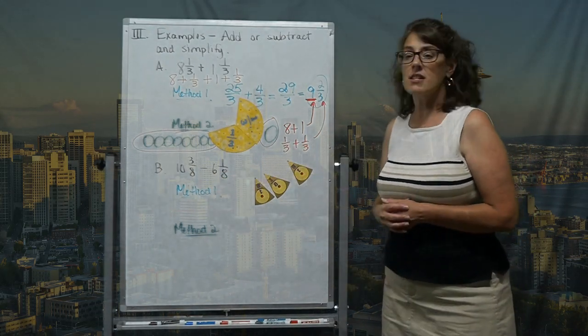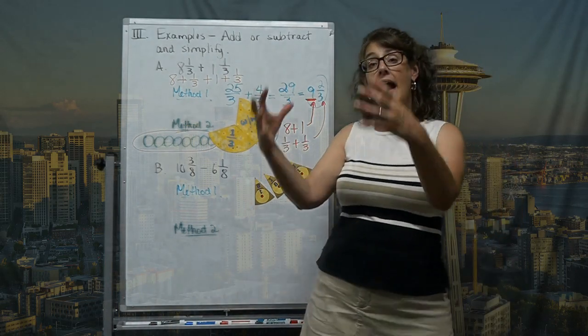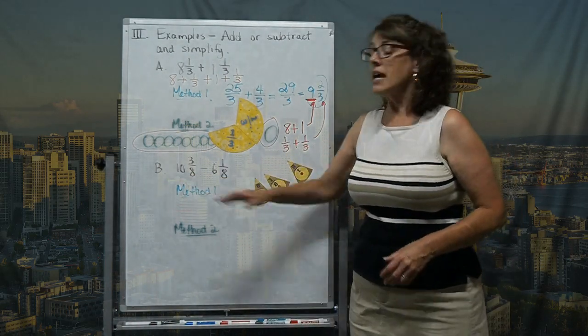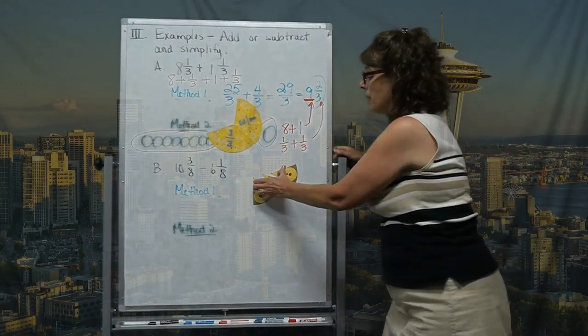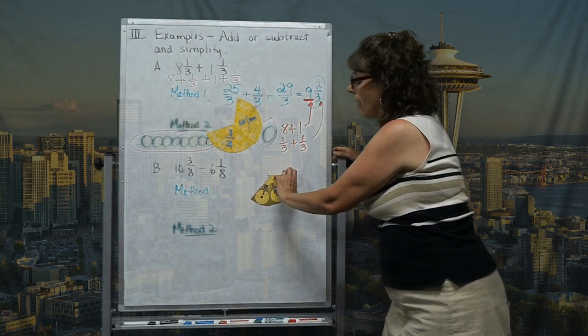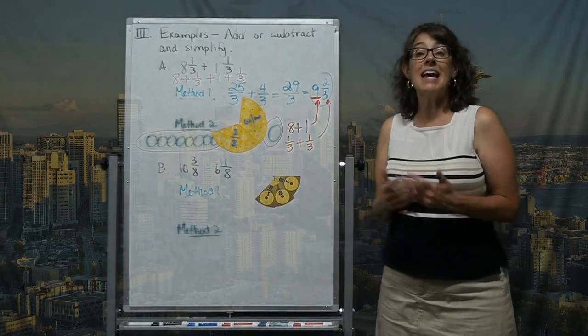Notice in this method it says I have 10 and 3/8 minus 6 and 1/8. So I already have in my pile in front of me 10 whole items and 3/8 of another item. I'm taking out of that pile. I'm not adding into the pile. I'm taking out of the pile 6 whole items and an 1/8.